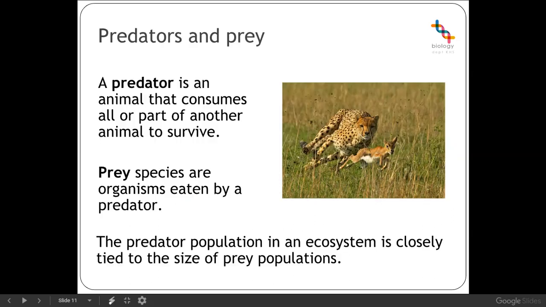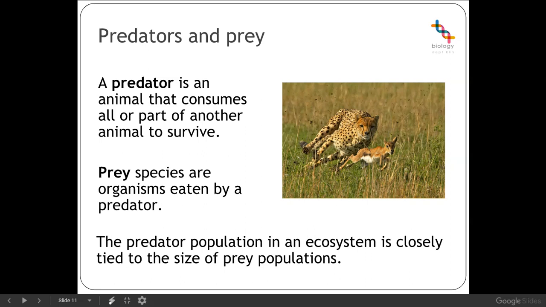Now, predators and prey are obviously living factors that are going to influence each other and change the biodiversity of an area quite significantly. A predator is any animal that will consume all or part of another animal to survive, whereas prey species are organisms that are eaten by a predator. And of course, there are some species that will actually be both. There will be some prey species which will eat other animals smaller than them, however, will themselves be eaten by larger species.